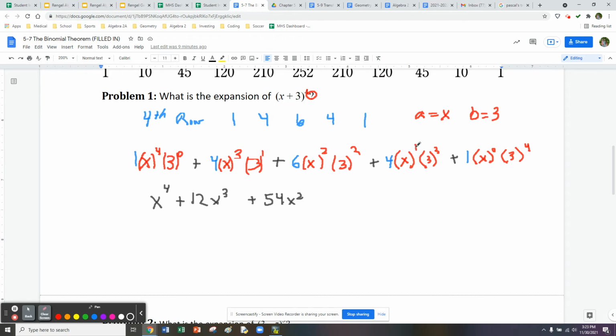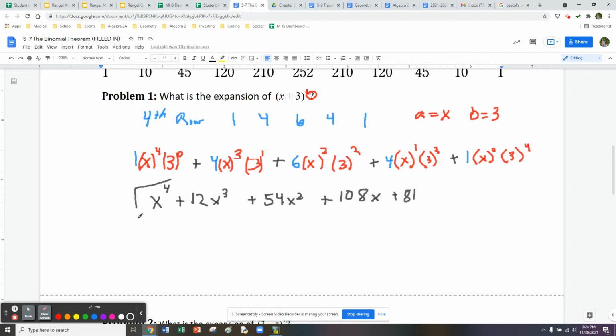And then 4 times x to the 1st times 3 to the 3rd. 3 to the 3rd is 3 times 3 times 3, which is 27. 27 times 4 is 108. So that'd be 108x. And then 1 times x to the 0. X to the 0 is 1. So anything raised to a 0 power is 1. And then 3 to the 4th. That's going to be 3 times 3 times 3, which is 27, times another 3, which is 81. So 1 times 81 is still just 81.